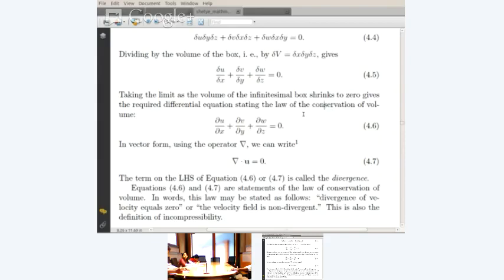Pressure is a statistical property. Temperature is a statistical property. And so is density. All of them apply.